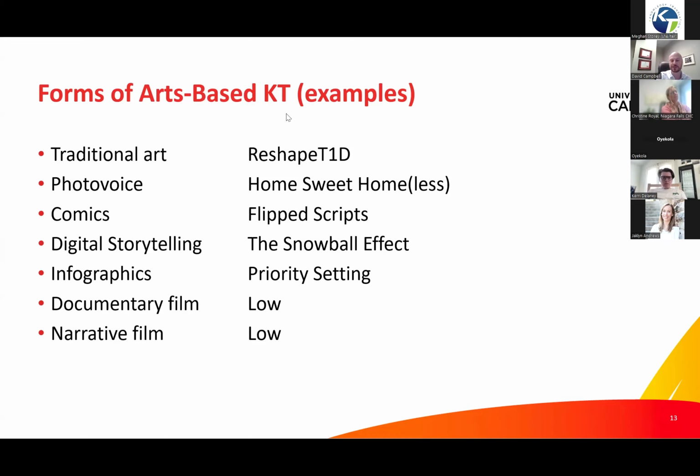So I will start with the product of traditional art in the project called Reshape T1D.